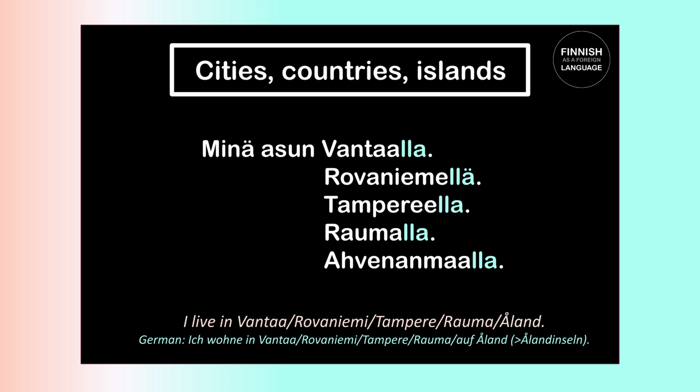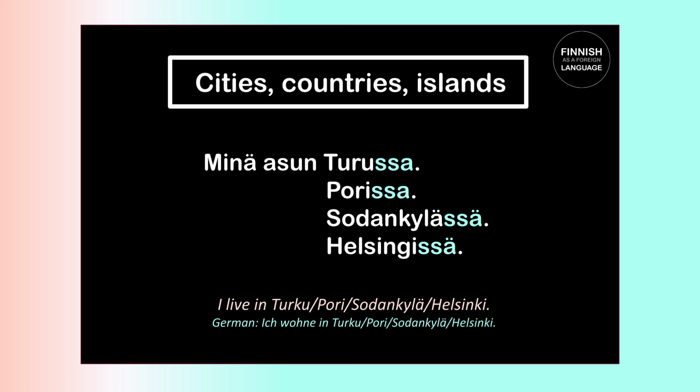Alright? However, most of the time when we want to say that we live somewhere, we just have to use the inessive case. For example, if you want to say that you're living in Turku, then you say asun Turussa. Or asun Porissa. Asun Sodankylässä. Or asun Helsingissä. Remember, the inessive case is affected by the consonant gradation.